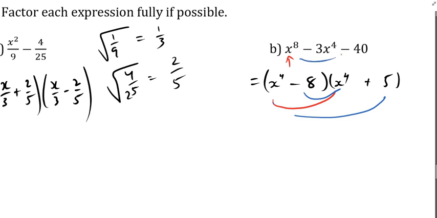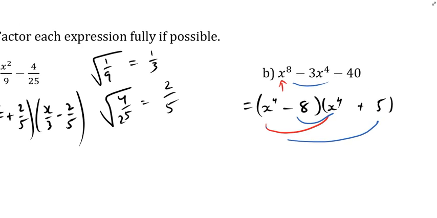Okay, so the last thing that we're noticing, there's a couple like this in the practice today. Whenever that first exponent is double the middle one, it's the same pattern. X squared and x. X to the 4th and x squared. X to the 6th and x cubed. X to the 10 and x to the 5th. It'll always be the same. Does that make sense?